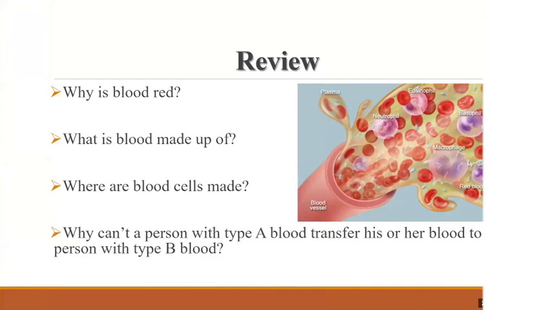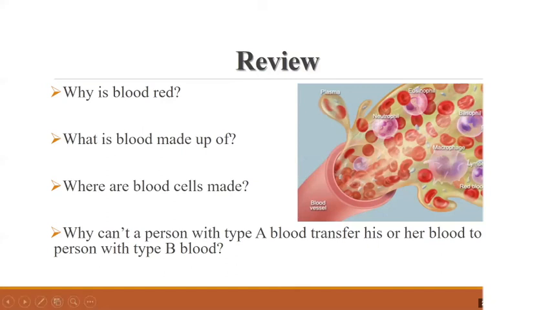Now, let's have a little review. Firstly, why is blood red? Although we didn't talk about this, I guess you could guess it. Well, blood is red because there are so many red blood cells in it to make it red. Second, what is blood made of? Easy question. We've all talked about it before. It's made up of plasma, white blood cells, red blood cells, and platelets.